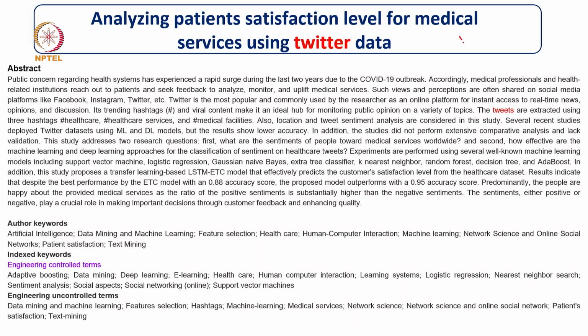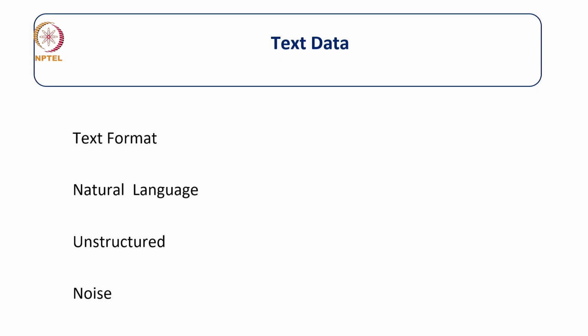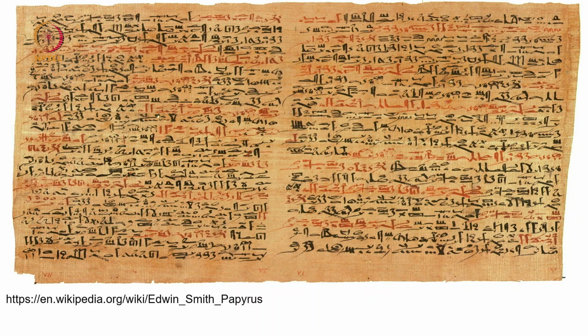We have this title, and then we have this abstract. So this is one publication whose title and abstract we have. In a similar way, we have another title and abstract. So this text data is in natural language. Natural language is the primary mode of communication used by humans in their day-to-day linguistic expression. So this is an example of natural language, part of the Edwin Smith papyrus, describing different surgery cases in the Egyptian script from 1600 BC.